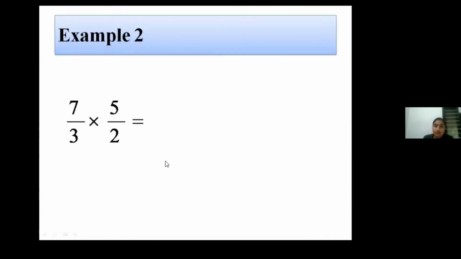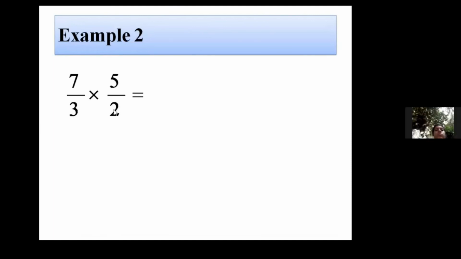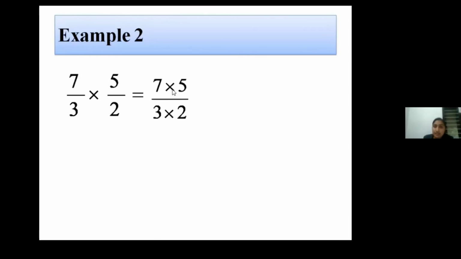Example 2. 7 by 3 into 5 by 2. Again, multiplication of two fractions. We have to find the product of numerators by product of denominators. Here the numerators are 7 and 5. Denominators are 3 and 2. So we have to find 7 into 5 by 3 into 2. So 7 into 5 is 35. 3 into 2 is 6. The answer is 35 by 6.